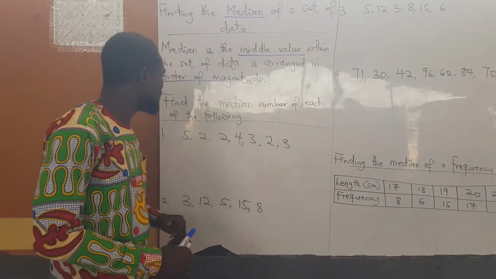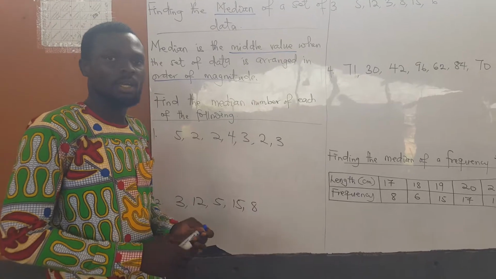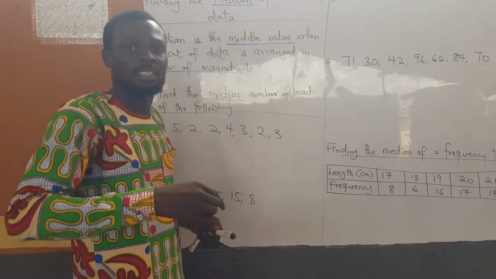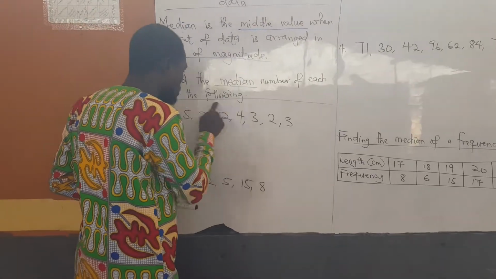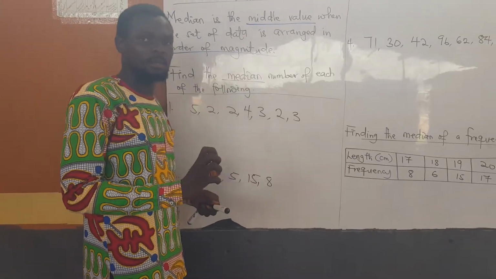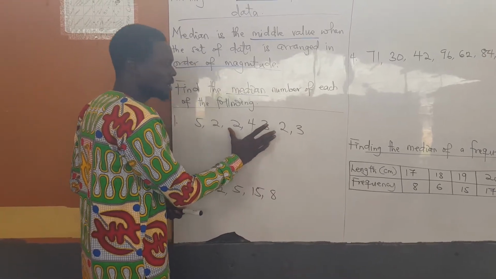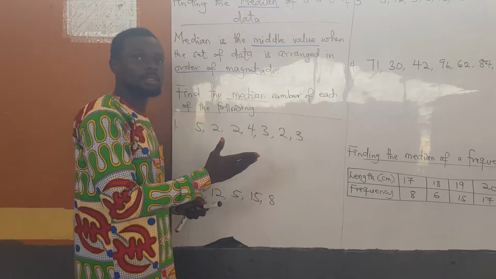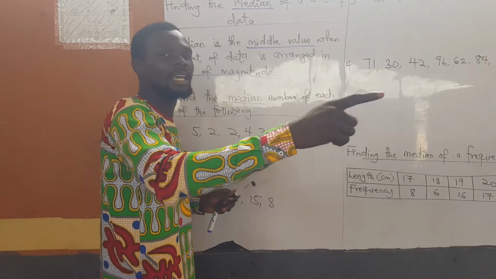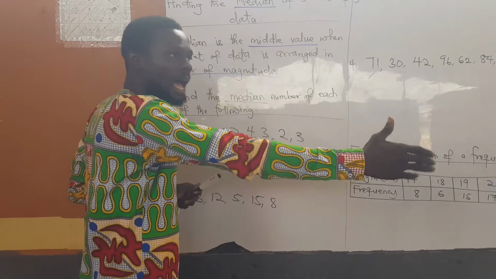So we have a question here. Find the median number of each of the following. We have to find the median number. Better still, the middle number here. This set of numbers. We have to find the middle number, which is the median. Now, to find the middle number from this set of data, we are to arrange this data in ascending order of magnitude. That is from the least to the highest.